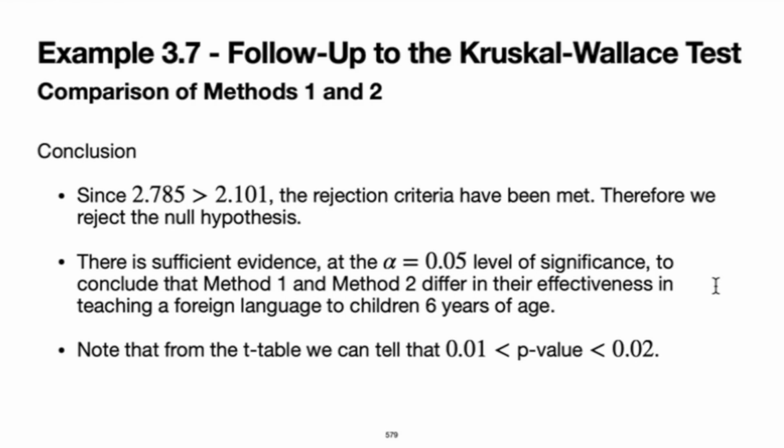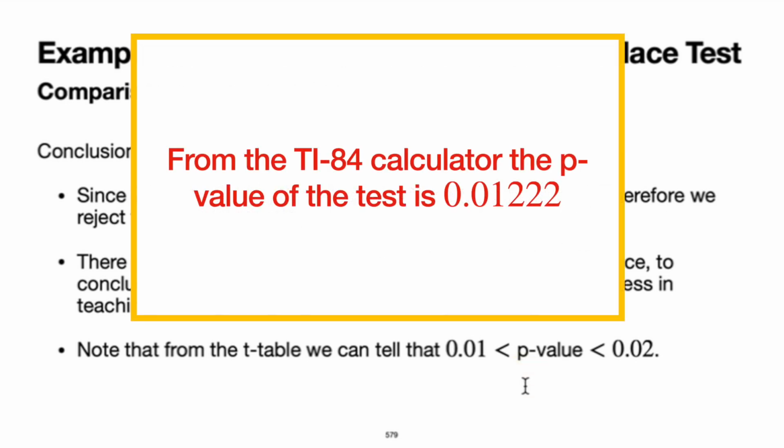The last thing I want to say about this particular comparison is that based on the value of the test statistic, 2.785, and if we look up in the row in the t-table corresponding to 18 degrees of freedom, we're going to be able to tell that the p-value is between 0.01 and 0.02.